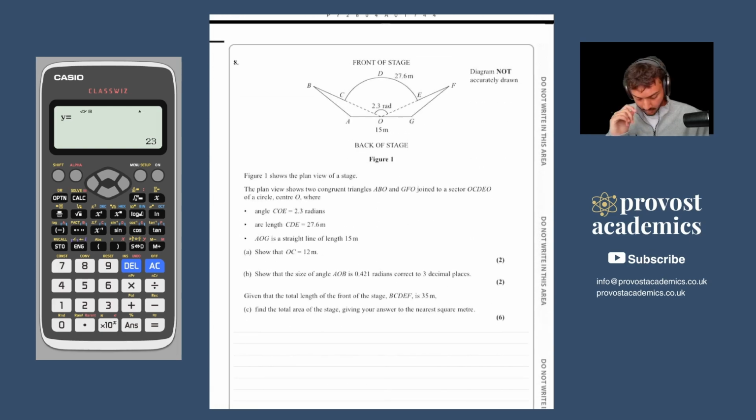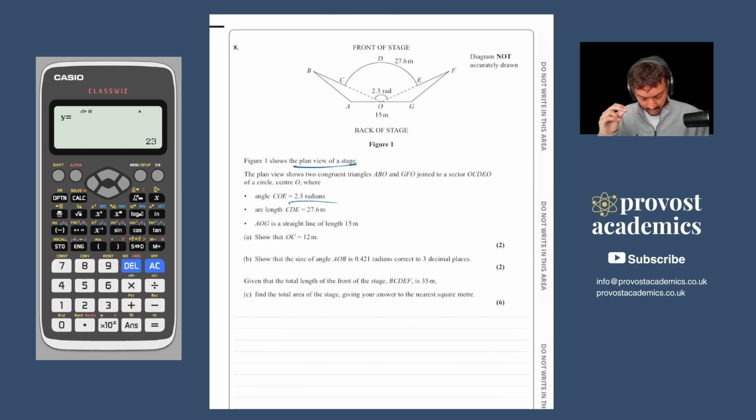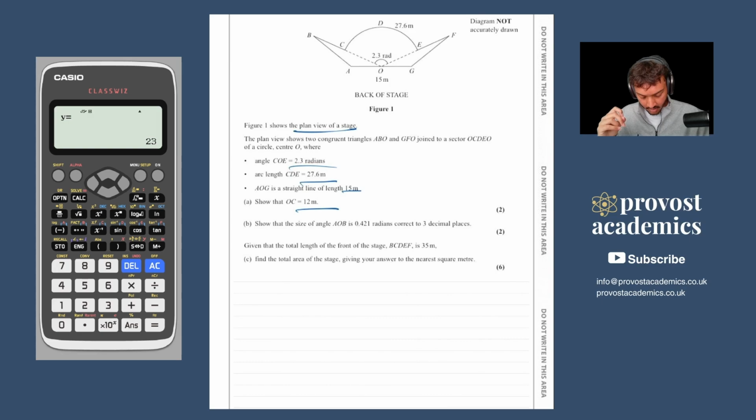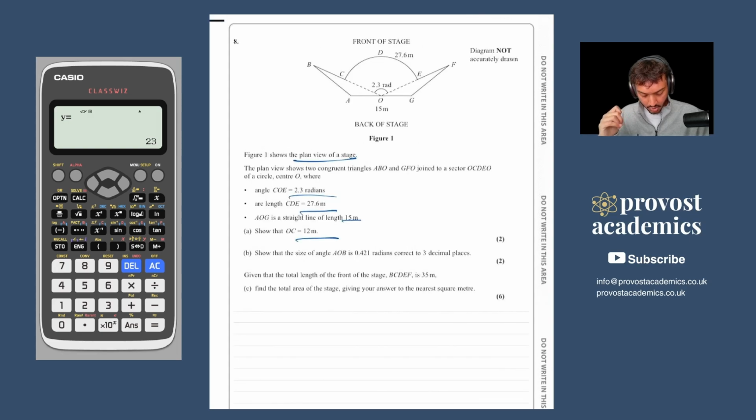Next one. Okay, so we have a plan view of a stage. Two similar triangles, it seems, and we have a sector in between. Cool. I think all the numbers are given on the diagram. We're asked to show that OC is equal to 12. So O to C, that's the radius, right? And we're given the arc length. Then we can therefore find what the radius needs to be.